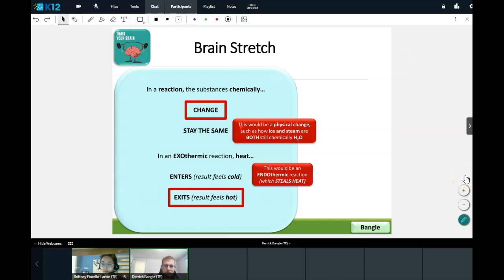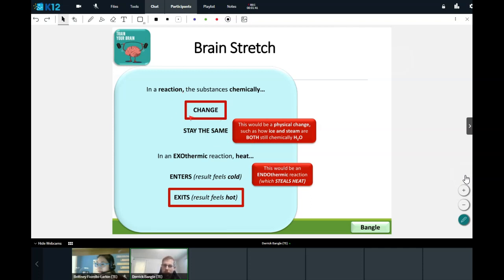In a reaction, the substances are chemically changing, right? So if they're staying the same, then that's not a chemical reaction. That is a physical change, because if water freezes and turns to ice, or if it gets hot and turns to steam, then it's still chemically water. It's just changing the form into a solid or a gas, right?